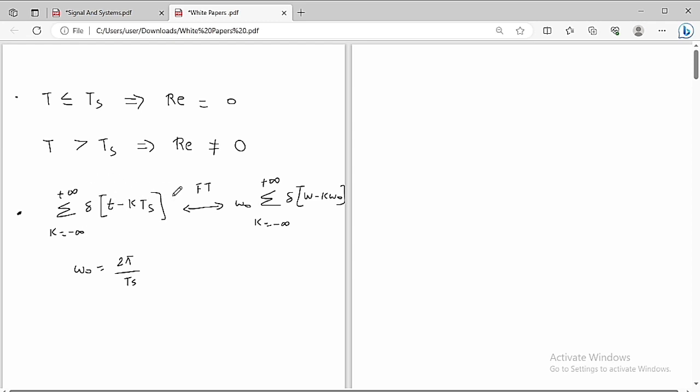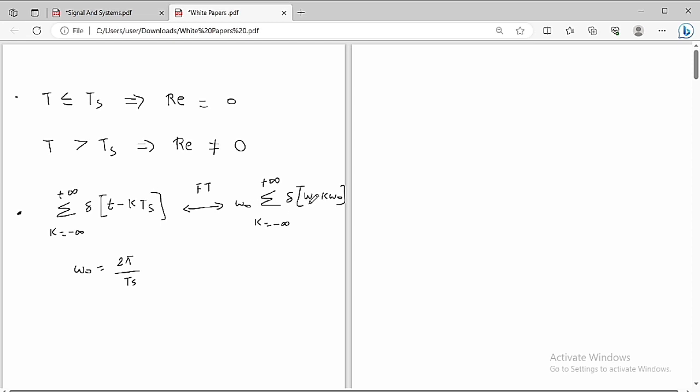So for a periodic signal, if you apply the Fourier transform, we are going to get it in this format: omega naught into sigma k equal to minus infinity to plus infinity delta of omega minus k omega naught, where omega naught is equal to 2 pi by Ts. So I am going to do the analysis in the frequency domain only.